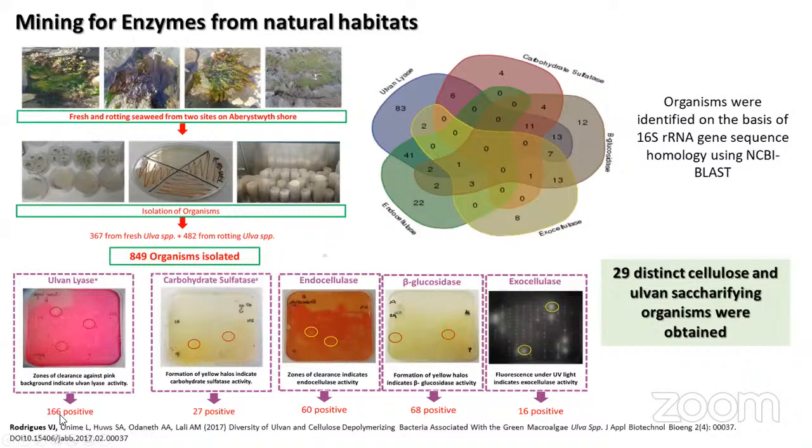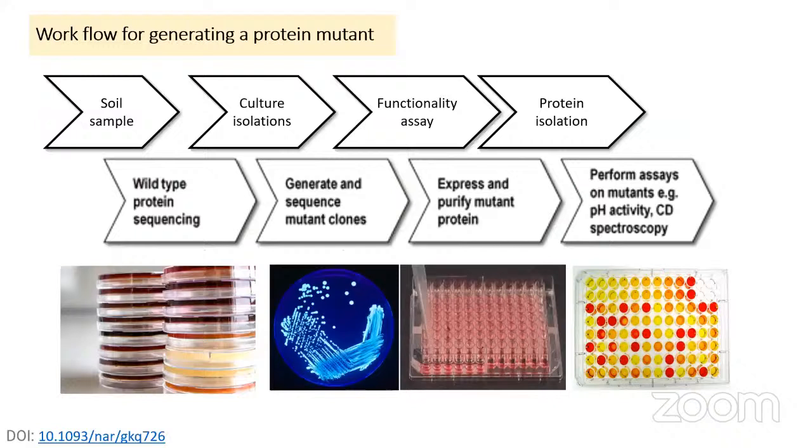For ulvan lyases, we had 166 positives. For the carbohydrate sulfatases, 27. Then for endocellulases, we had around 60. For beta-glucosidase, 68. And for the exosynthases, around 16 more. In total, we had 29 distinct organisms that were producing. The organisms were further identified using 16S rRNA sequencing and then taken further for activity.